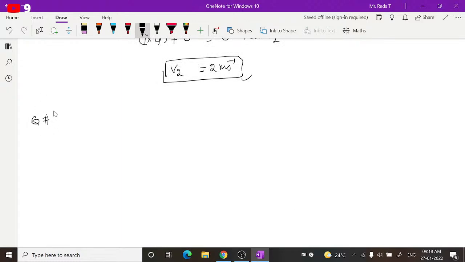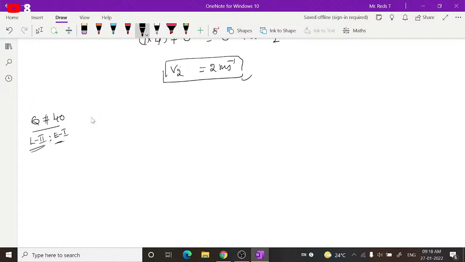Question number 40, based on elastic and inelastic collisions, from level 2, exercise 1. The question is: a body of mass 5 kg moving with a speed of 3 meters per second collides head on with another body of mass 3 kg moving in the opposite direction at a speed of 2 meters per second. The first body stops after the collision. Find the final velocity of the second.